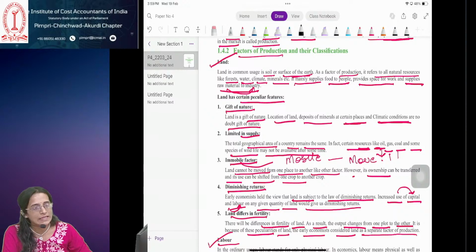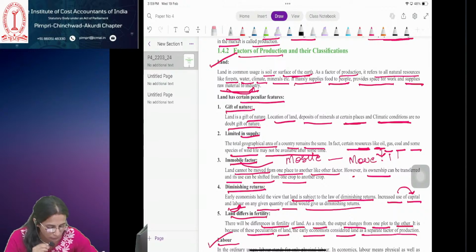So we were discussing the immobile factor. Can I shift this institute, this land of the institute, near my house, so that the institute will be near my house and I don't have to travel much? Is this possible? Is this feasible? No. So that is the case that land is not movable. It cannot be changed from one place to another. That is what they are discussing. Land cannot be moved from one place to another like other factors.